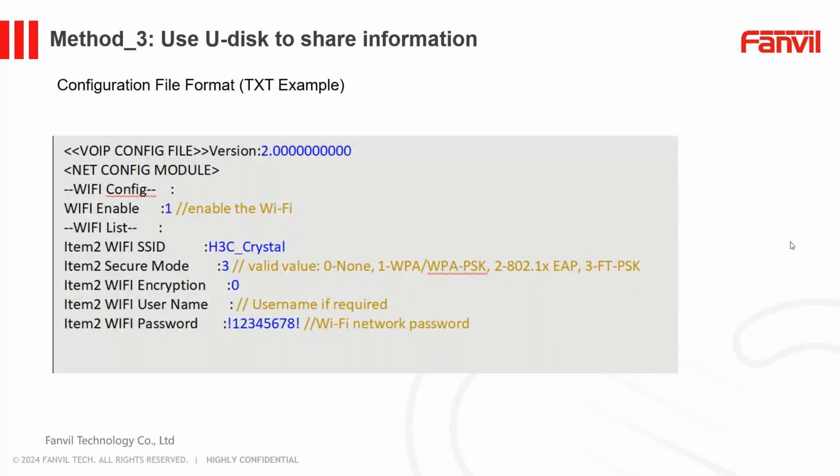So as mentioned before, here is the configuration file format, TXT format. We have the config file and we have the network configuration in it. The Wi-Fi enable should be set to 1, of course, because you need to enable the Wi-Fi settings on the phone. The second item is the Wi-Fi ID. Here is the name, and an example is H3C Crystal. And we have the secure method, which will depend on your configuration on your router. Here it is set to 3, which is fast transition PSK, and we have the encryption, the username if it is required, and the password for the SSID.